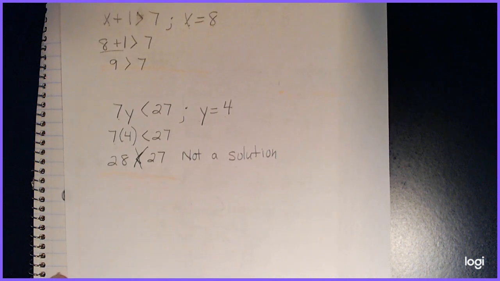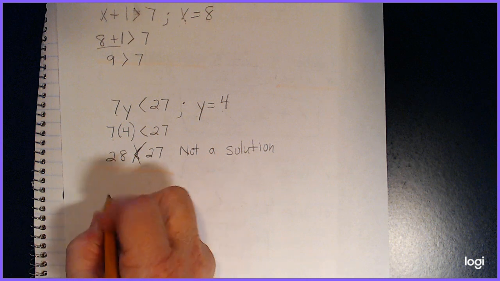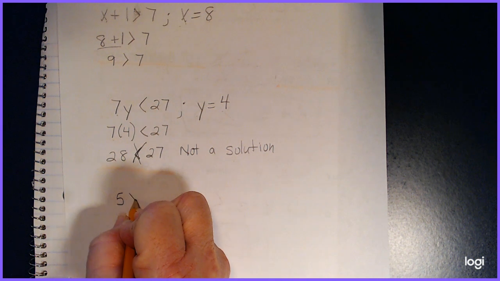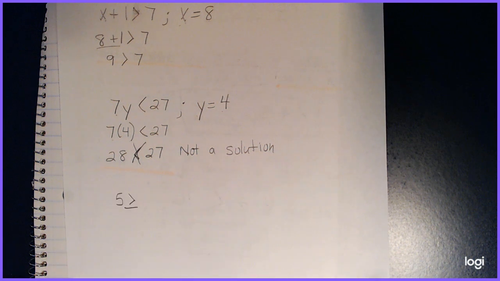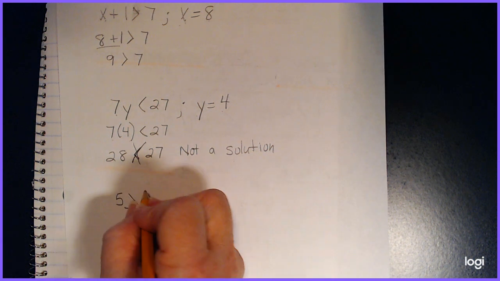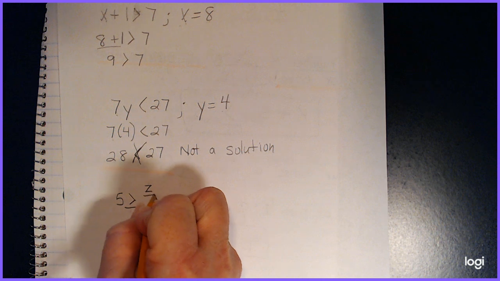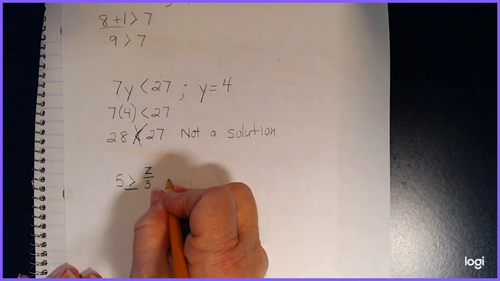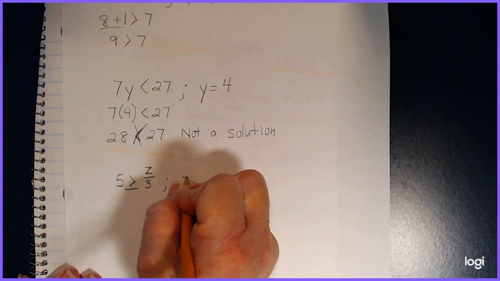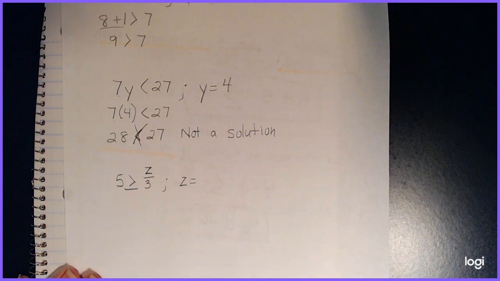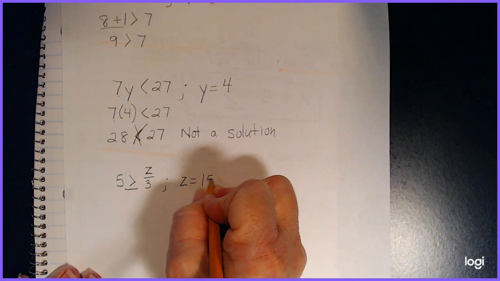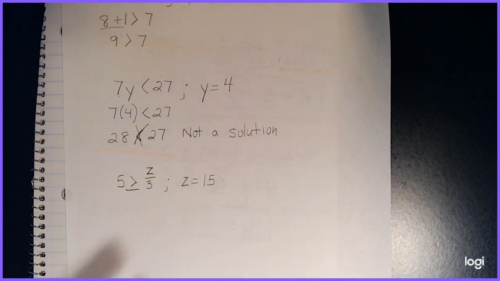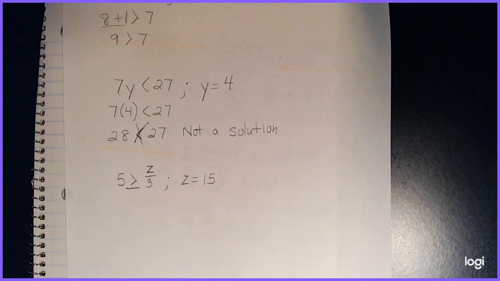All right, I'm going to give you one, and I want to see if you can figure out if this is a solution. In your notes, would you go ahead and write 5 is greater than or equal to z divided by 3, right? That's how we write that. I would like to see if, for the letter z, 15 would be a solution. So go ahead and rewrite it, substituting in.